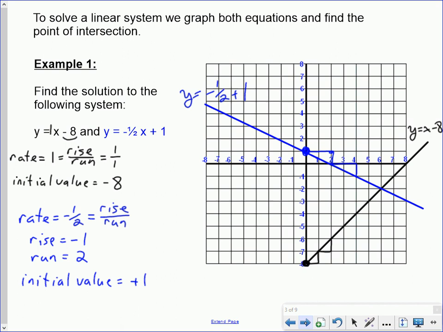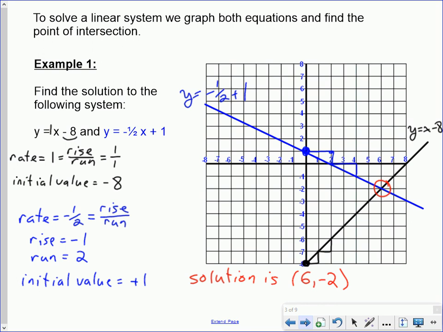Okay, what did we want here? We wanted the solution of the system. So the solution is where these two lines intersect. So they intersect right here at the point (6, -2). So we can say the solution is (6, -2).